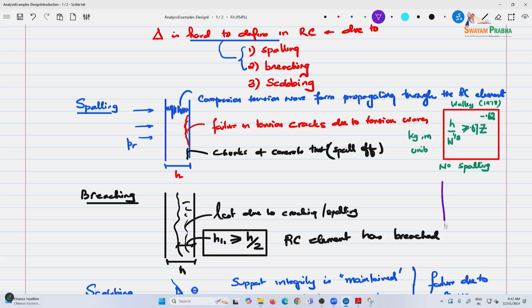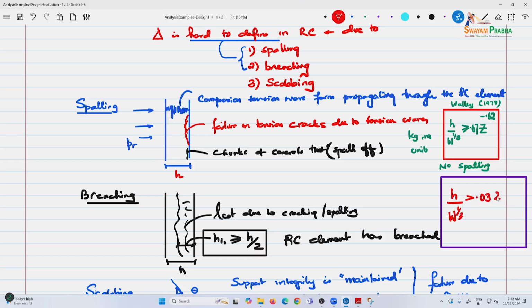And then for this condition, if H by W power 1 by 3 is greater than 0.03 Z power minus 0.62, that number goes down, then again, this is not a yes or no answer, you can say expected scabbing, again no expected spalling. So, these are some guidelines if you are interested that you can use.